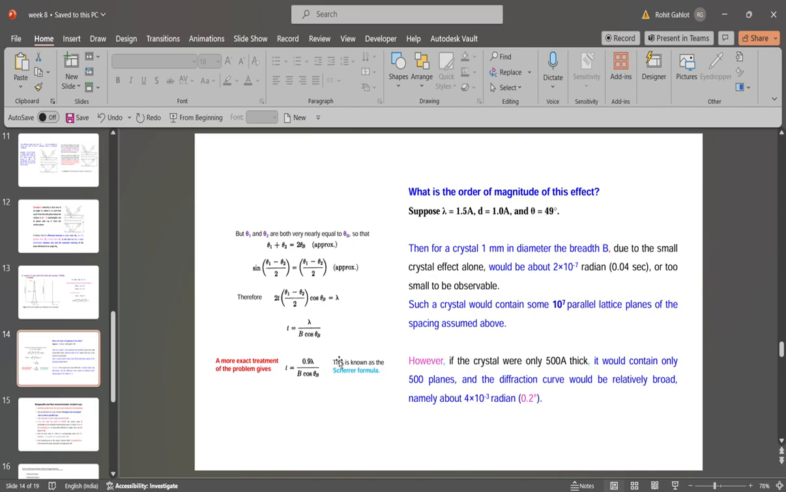Your theta is 49 degrees. Then for a crystal 1 mm in diameter, the breadth B due to the small crystal effect alone would be about 2 times 10 to the power minus 7 radians, or too small to be observable. So such a crystal would contain some 10 to the power 7 parallel lattice planes of the spacing assumed above.